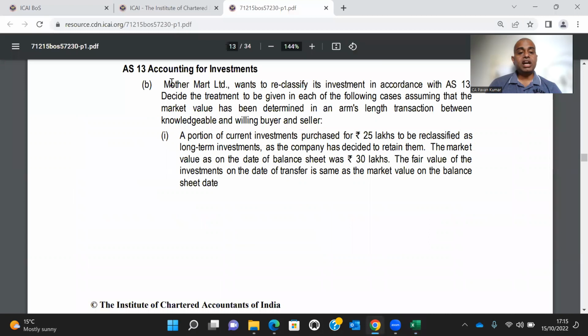Okay, can you read it, Kavi? Yes, sir. Mothermart Limited wants to reclassify its investments in accordance with AS 13. Decide the treatment to be given in each of the following cases, assuming that the market value has been determined in an arm's length transaction between knowledgeable and willing buyer and seller. All these are to confuse you. These are traps, okay? Market value should be determined in arm's length transaction between knowledgeable, willing buyer and seller only. That is what we call fair value.